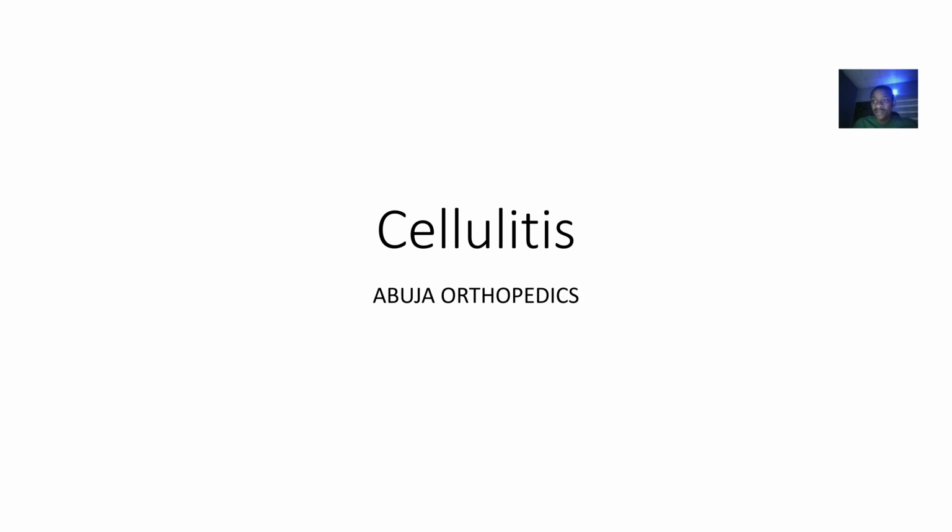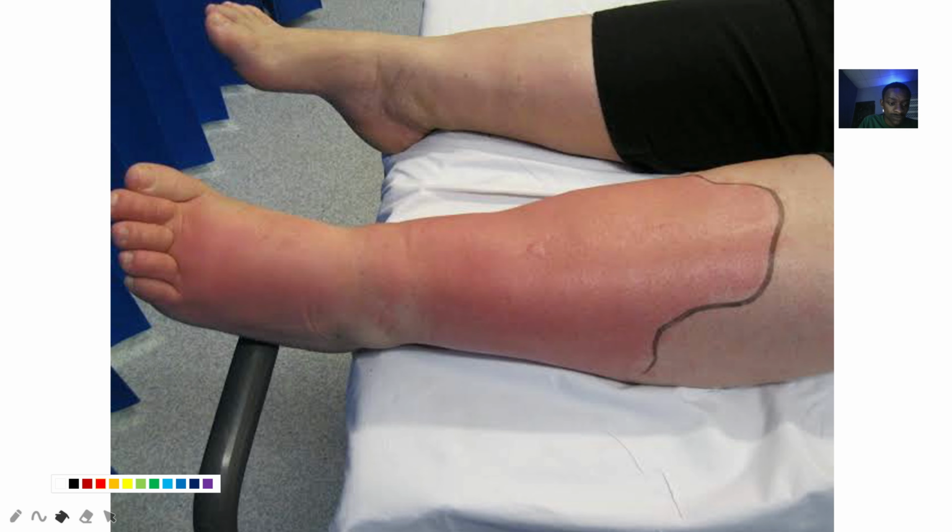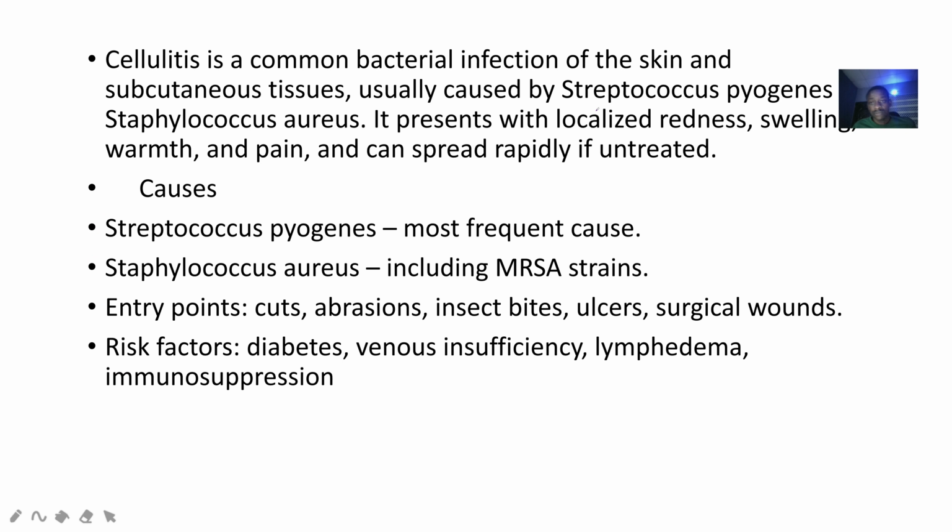Now let's try to define or look at what is known as cellulitis. So what is cellulitis? Of course, in pathology, anytime you see any word with "itis" added to it, it simply means that there's inflammation of that tissue. So cellulitis is inflammation of the cells of the skin and subcutaneous tissue.